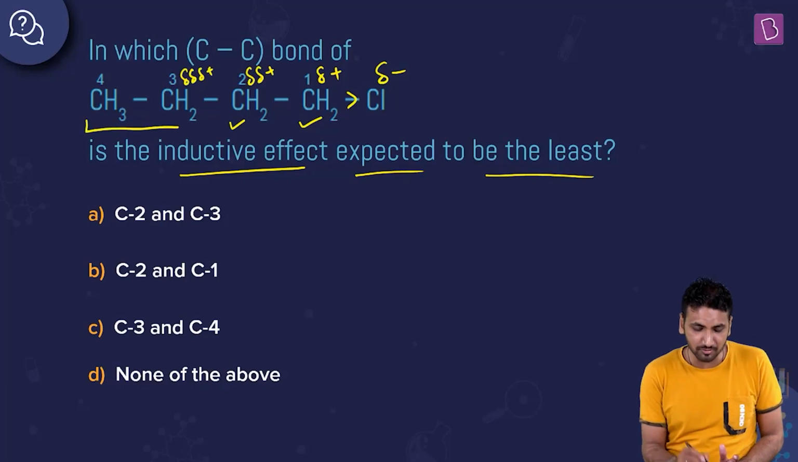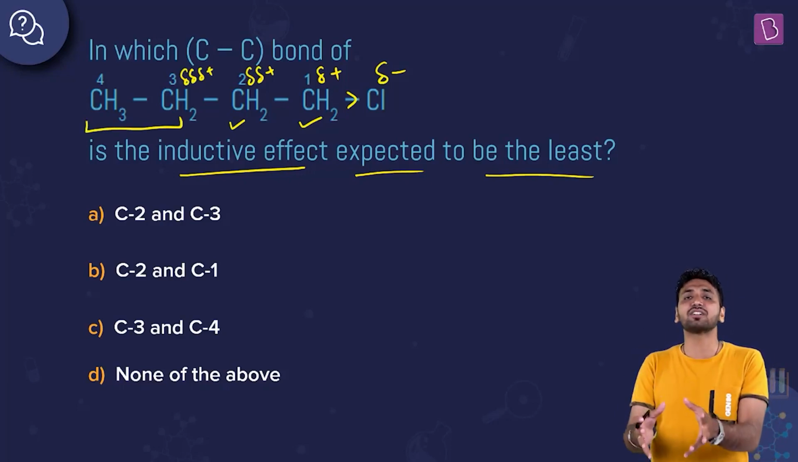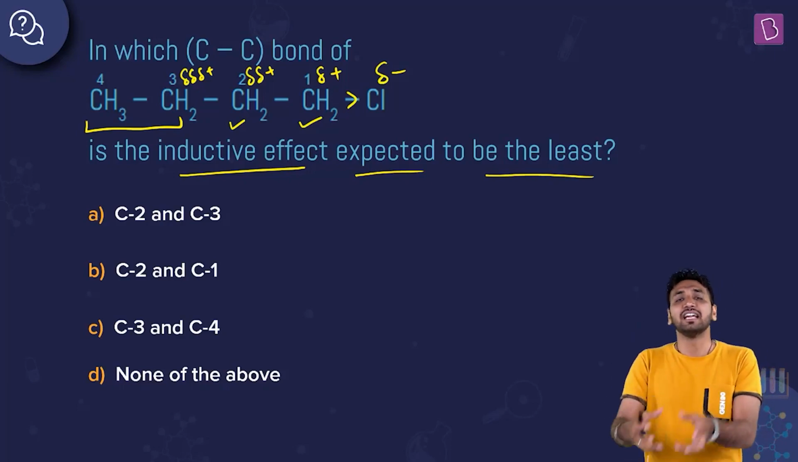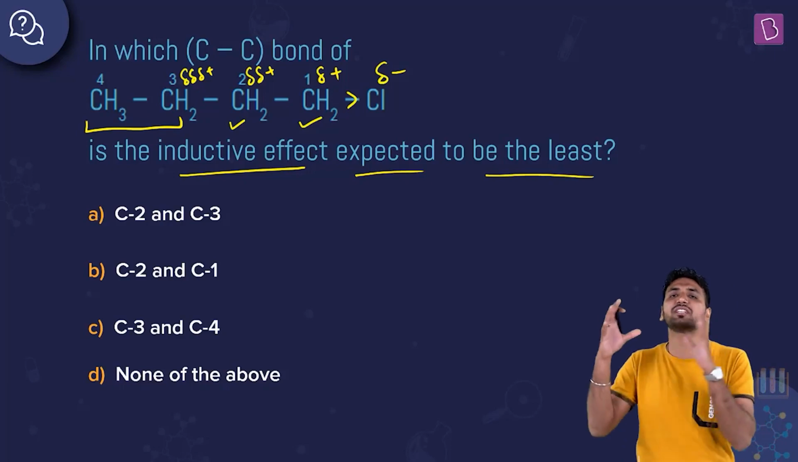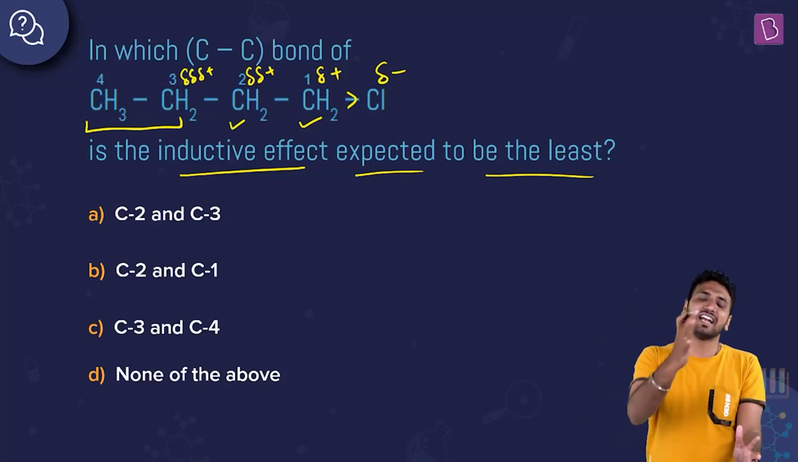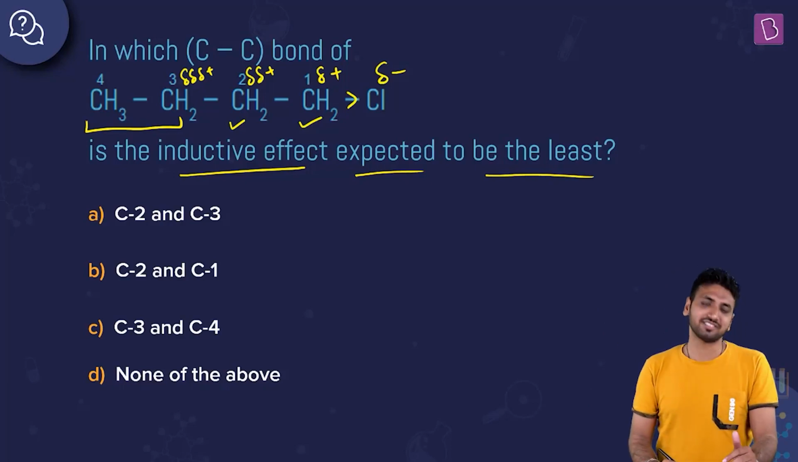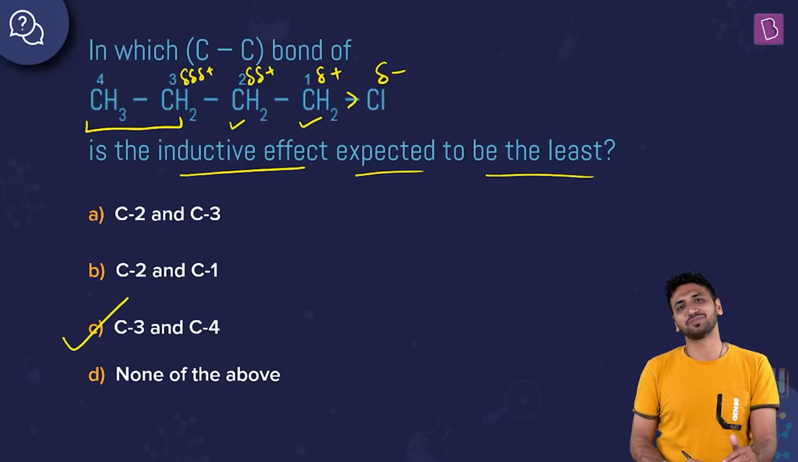So the right answer will be in between C3 and C4. The impact of electronegative chlorine, the partial charges because of dislocation of sigma electrons, is going to be minimum in between C3 and C4. Look for the option. Yes, I hope you can see the right answer. Thank you.